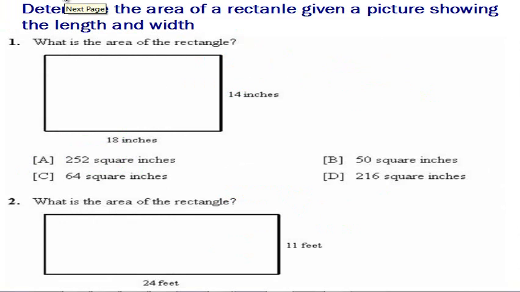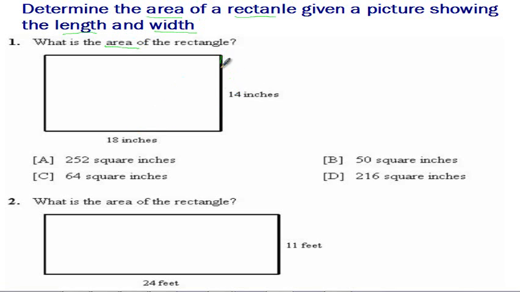Okay, now, this is the same thing. We need to identify the area, but this time they don't give us squares. This is where your multiplication sense comes into play. Determine the area of a rectangle given a picture showing length and width. Important, area. You'll be getting problems where there's area and perimeter. So it's important that you know what is what. What is the area of the rectangle?